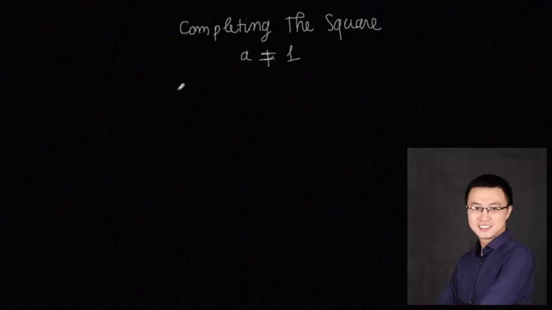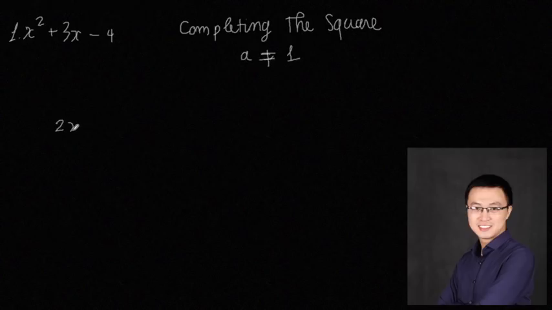In this video, we continue to learn about completing the square when the coefficient of x squared is different to 1. In the previous video, we learned about completing the square with a equal to 1. Maybe I want to remind you of an example like this, where a equals 1. This is a quadratic with the coefficient of x squared equal to 1. So in this video, we complete the square with a different to 1.